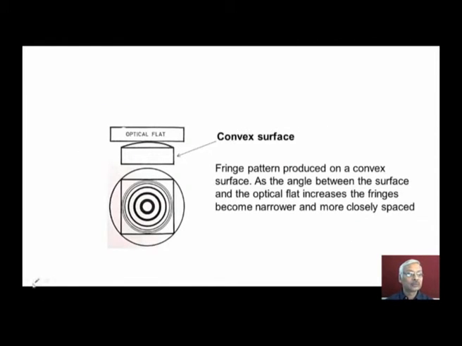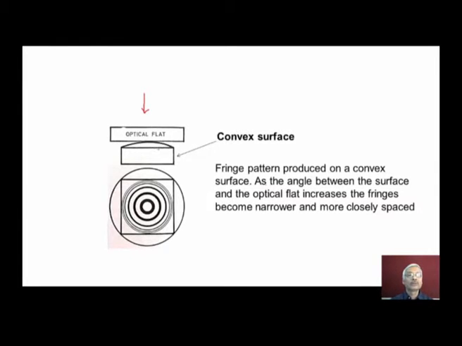Now here we are observing the fringe pattern. We have the workpiece whose surface is convex, and then we have placed an optical flat over the surface of the workpiece. And when this pair is kept in the area where we have the monochromatic light source, we can observe circular fringes like this.